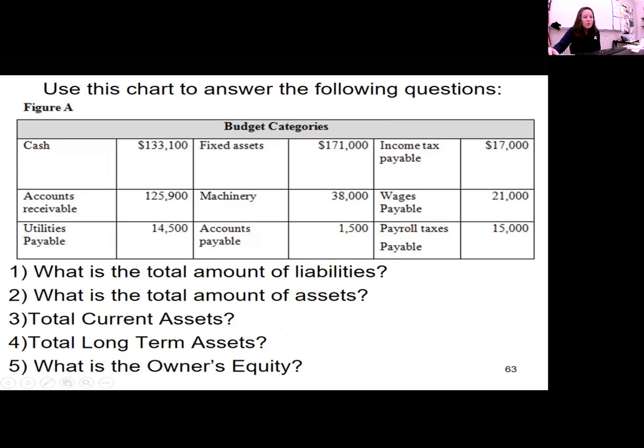And then last, owner's equity. Remember from yesterday, owner's equity, that's your total assets. So that would be this right here for number two, minus your total liabilities, which would be the number that you found in number one. And that'll give you the amount of the company that you actually own, or your owner's equity.